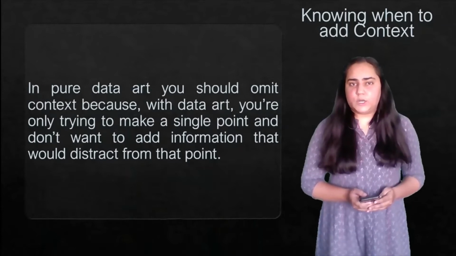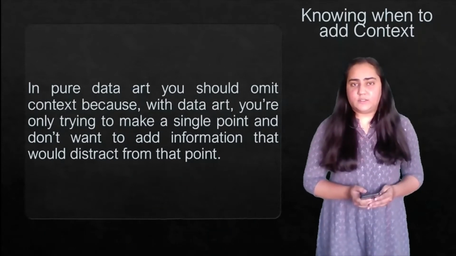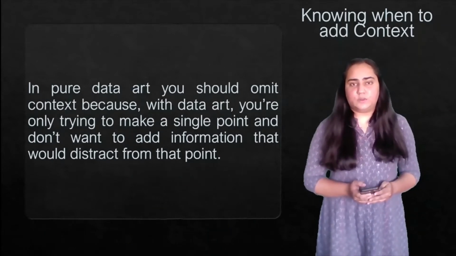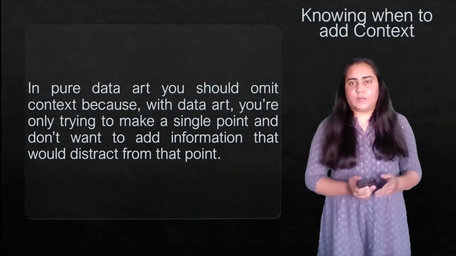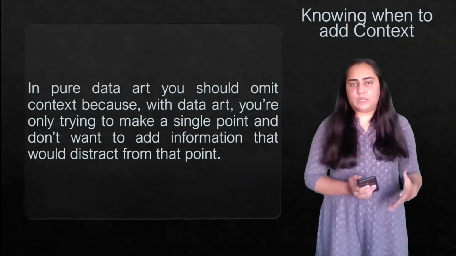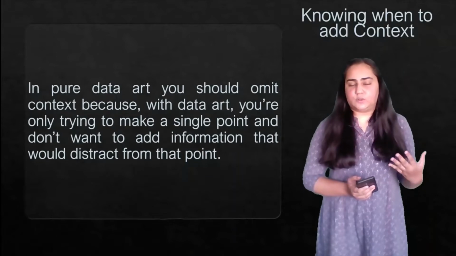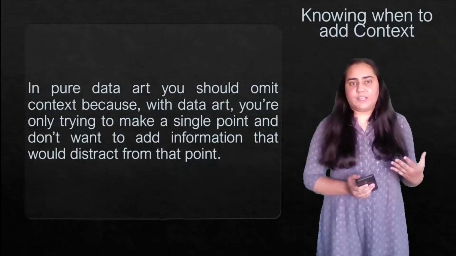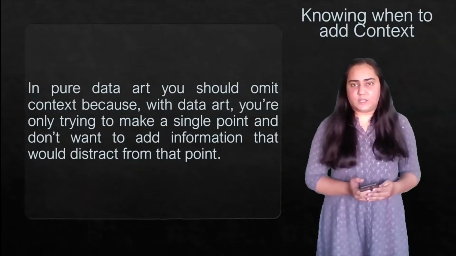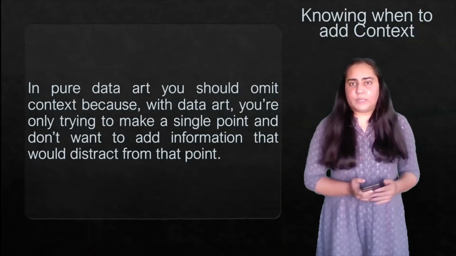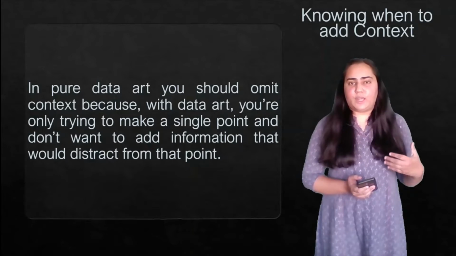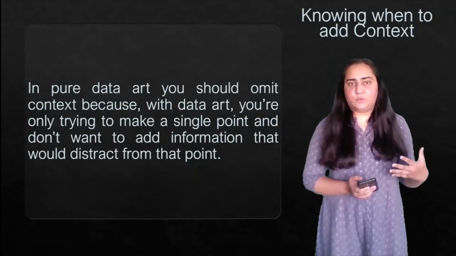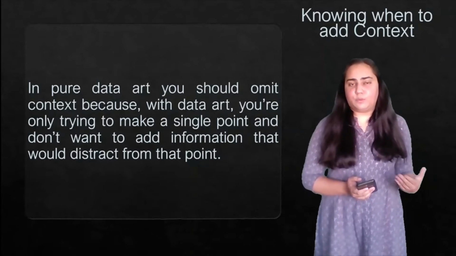In pure data art, you should omit context because with data art, you're only trying to make a single point and don't want to add information that would distract from that point. So adding context would basically mean adding some extra details or data about where exactly you are getting that representation of the graph from. But this should not be something that you do for any kind of graph. It depends on what visualization you're doing for what purpose.